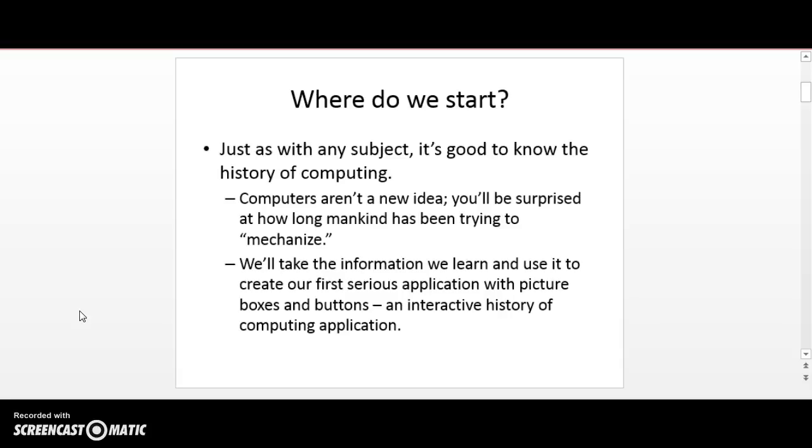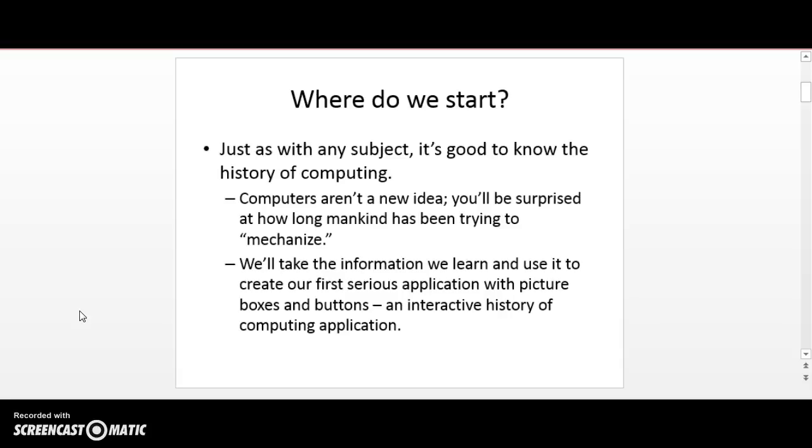you might imagine. Mankind has been trying to come up with a way to make tasks easier, automated, to do calculations faster and with more accuracy for thousands of years. This isn't something that's just come up with Bill Gates and Steve Jobs. Although they may be the figures that you're familiar with, there are many people throughout history that have been interested in and have tried to come up with devices similar to the modern day computer. So we're going to talk about a few of those.